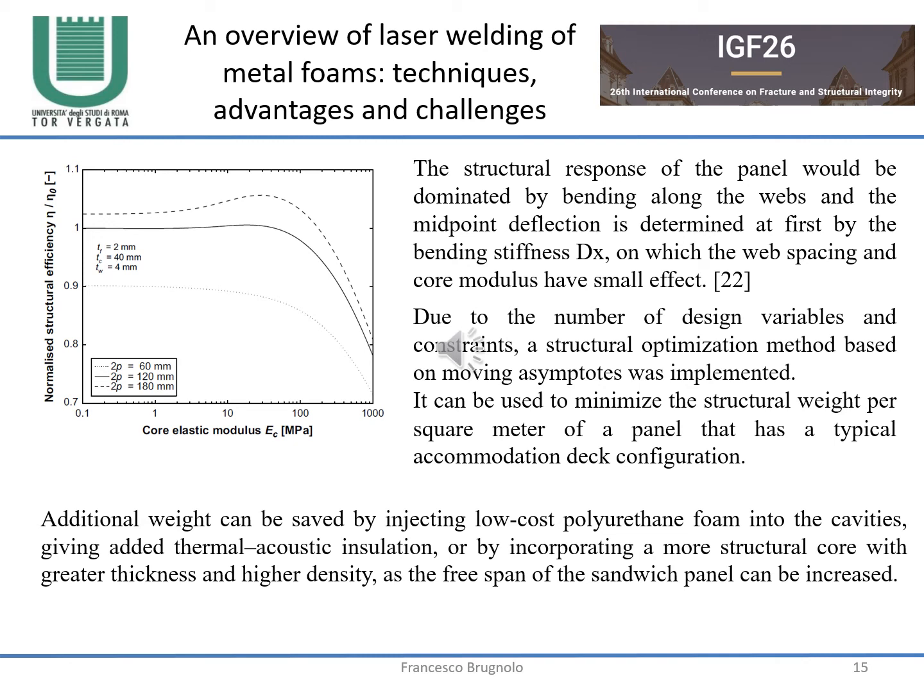Due to the number of design variables and constraints, a structural optimization method based on moving asymptotes was implemented. It can be used to minimize the structural weight per square meter of a panel that has a typical accommodation deck configuration. Additional weight can be saved by injecting low-cost polyurethane foams into the cavities or by incorporating a more structural core with greater thickness and higher density, as the free span of the sandwich panel can be increased.